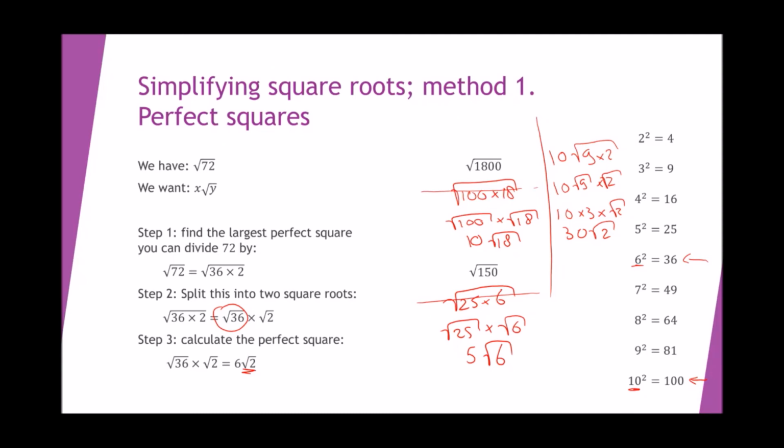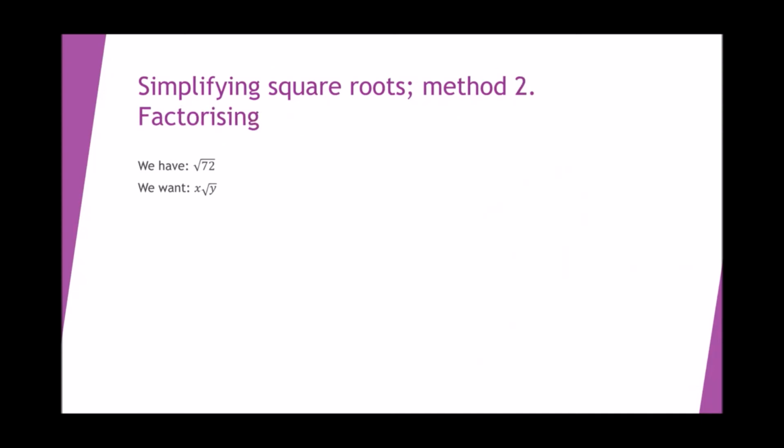So this is the one method. This is the method that uses perfect squares. Let's get to the second method, the method of factorizing. And we're going to start with the same example, that same example of square root 72. But this time we're going to split up 72 into its smallest factors. We're going to make it as large a multiplication as possible.